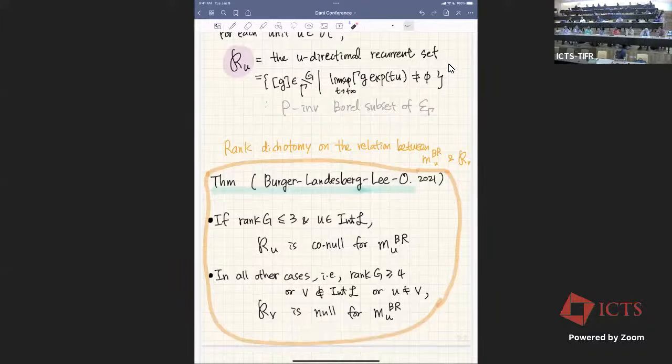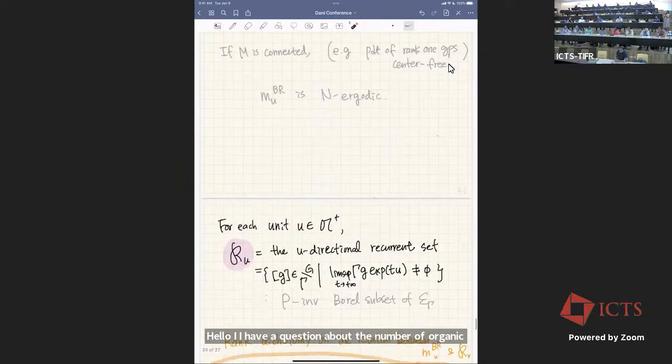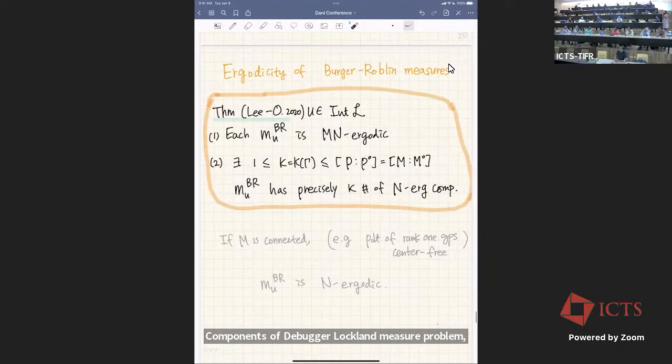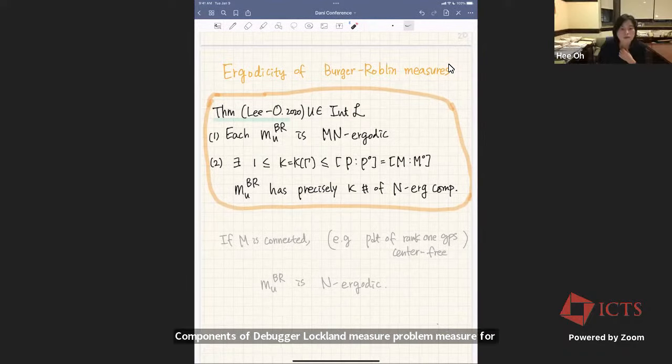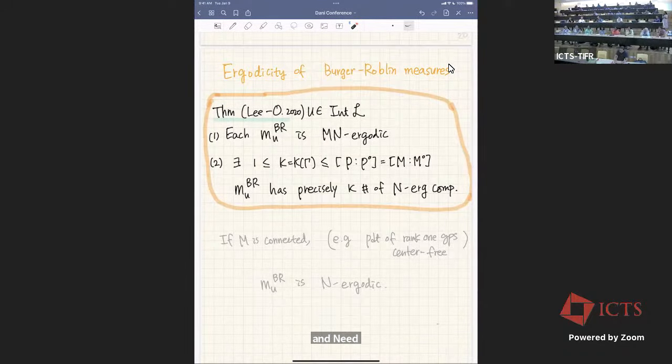Hello. I have a question about the number of ergodic components of the Burger-Robin measure for any direction. So I find it a bit mysterious or curious why this number does not depend on U. Could you maybe say a few more words about it?